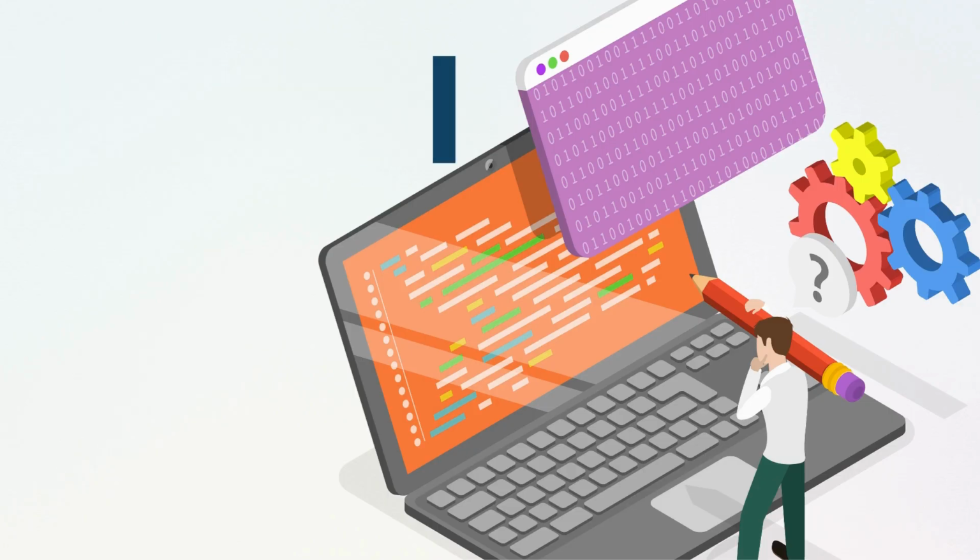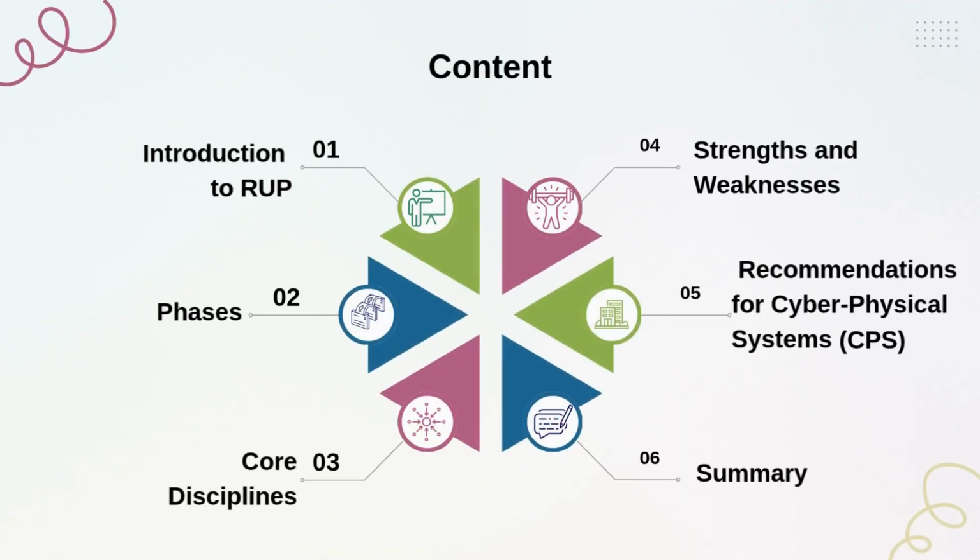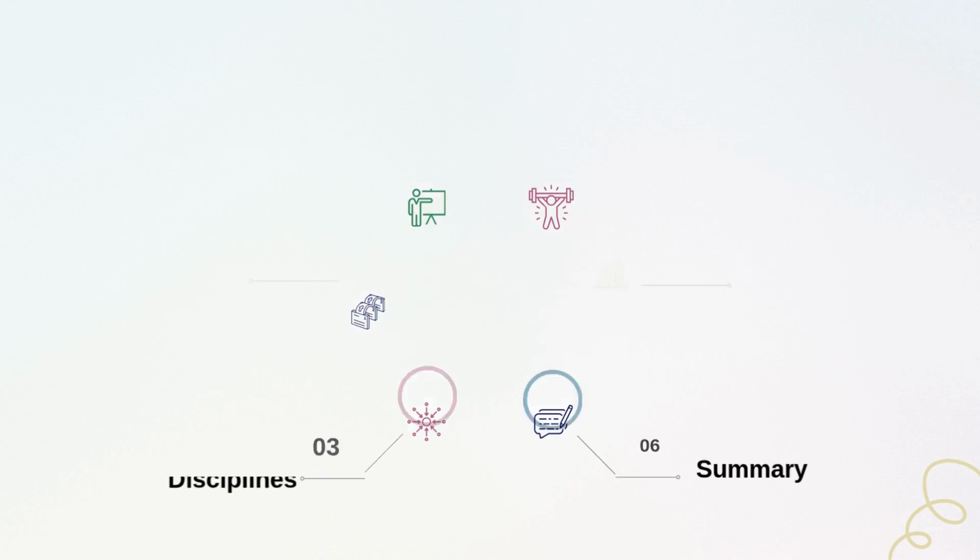Rational Unified Process. Today, we are going to explore the Rational Unified Process. We'll begin with a brief introduction to the Rational Unified Process: what it is and what is significant in software engineering. Then we will see the phases, the core disciplines, their strengths and weaknesses. Finally, we'll review some recommendations for applying RUP to cyber-physical systems and conclude with a brief summary of the key points. So let's begin.